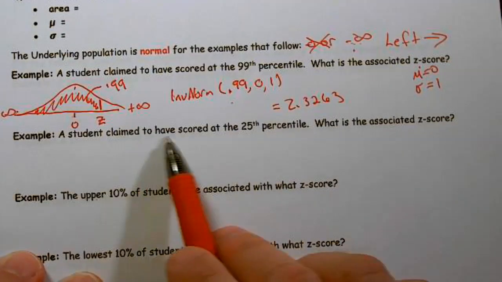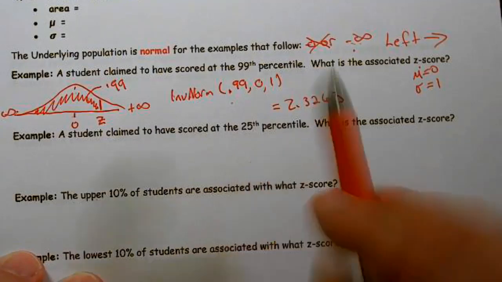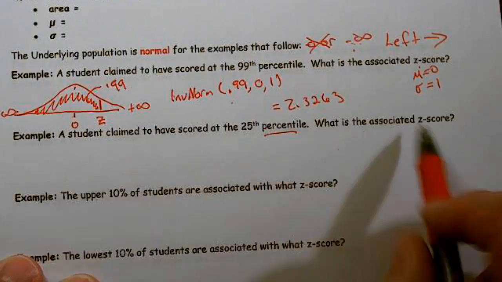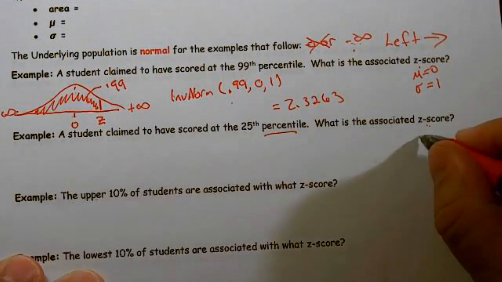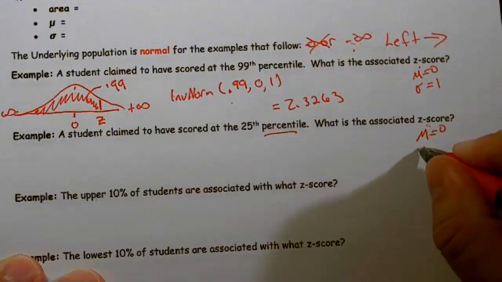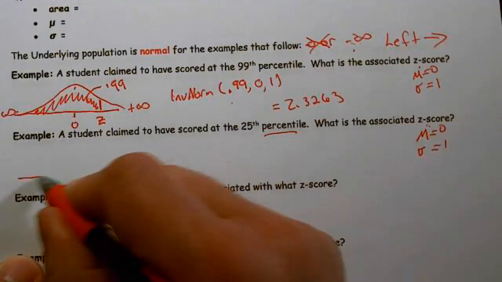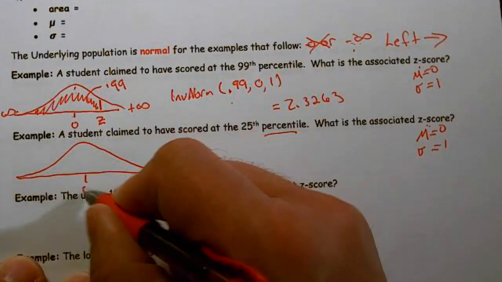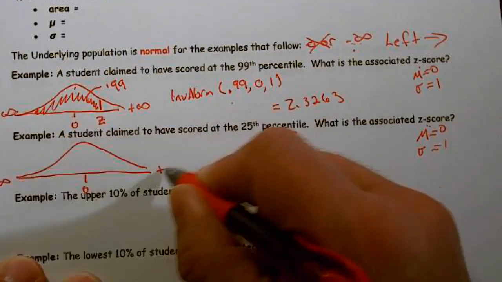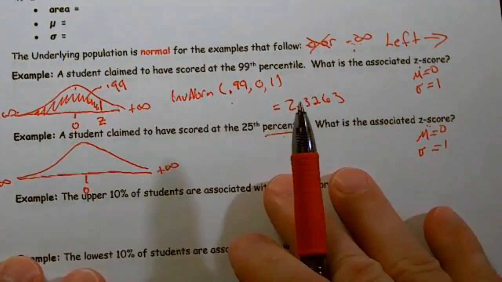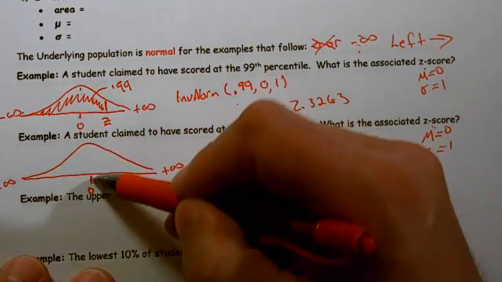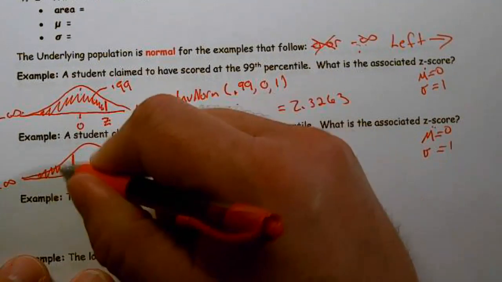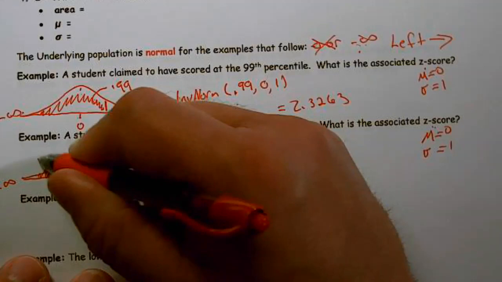The next one: a student claimed to have scored at the 25th percentile. Once again, we're dealing with a percentile rank, so we know we're going to start at negative infinity. What is the associated z-score? For all z-scores, the mean is 0 and the standard deviation is 1. Drawing our picture, we're centered at 0, going from negative infinity to positive infinity. Percentile ranks work from left to right. This is the halfway point, but we only want 25%, so we're definitely less than halfway, and this little area right here is 0.25.